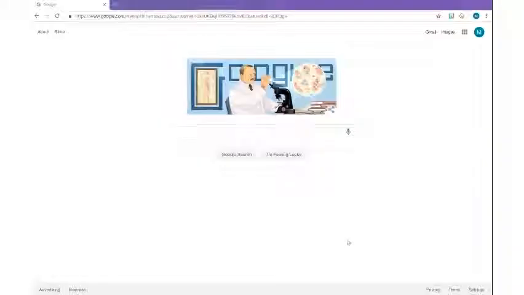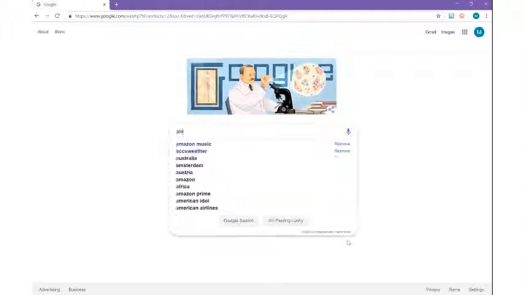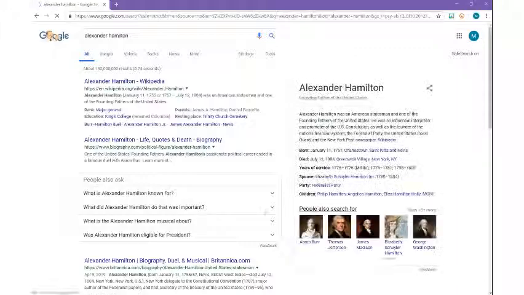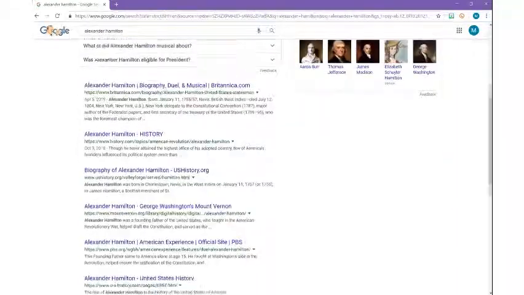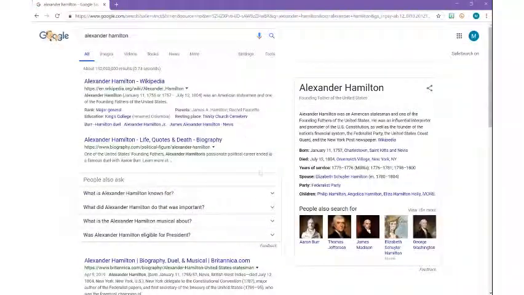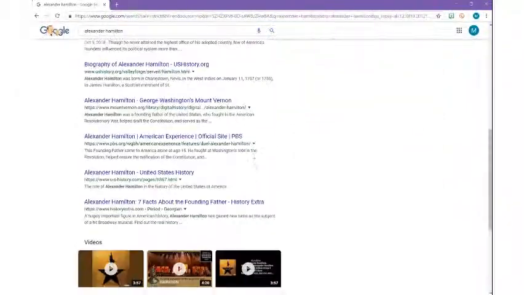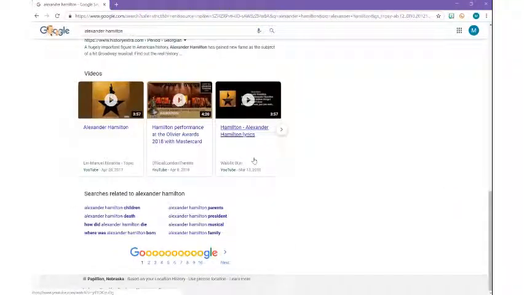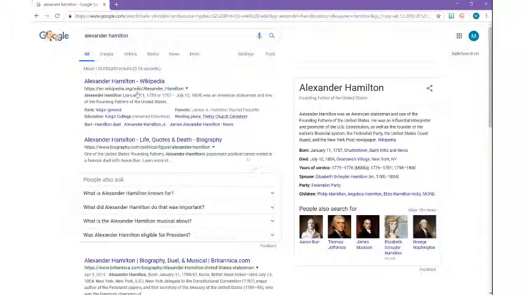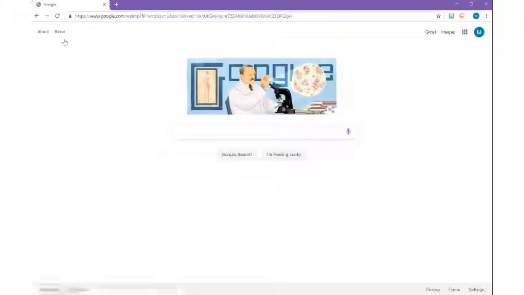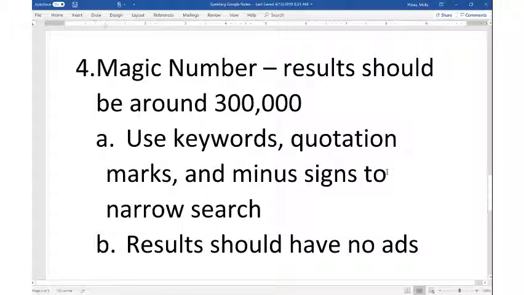For example, if I type in Alexander Hamilton, and this actually doesn't have any ads, so that's kind of nice, but usually you will see some results that say ad next to it, AD, and that's because those different sites paid Google to be one of the first few results listed. We don't want those, so you shouldn't have any ads.